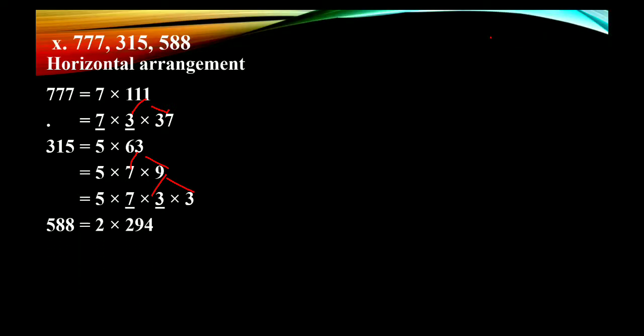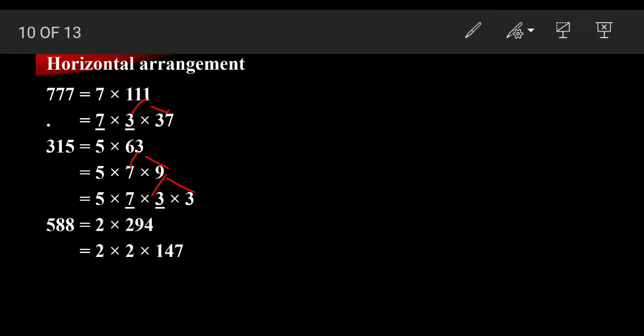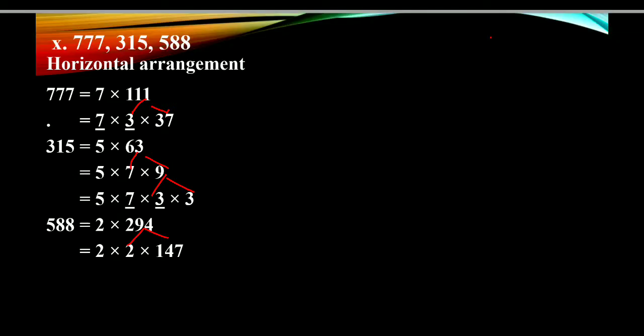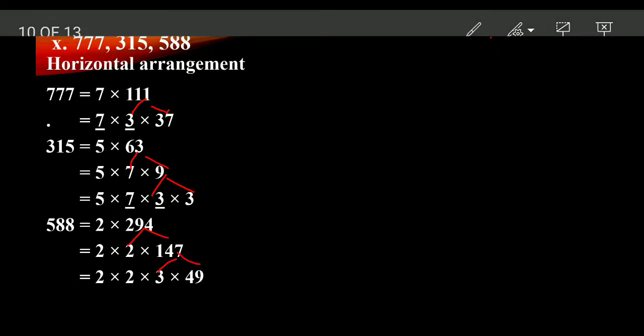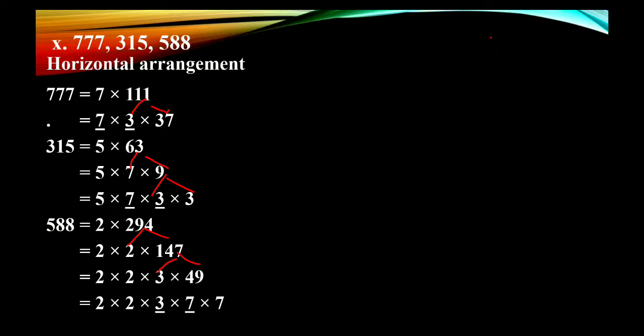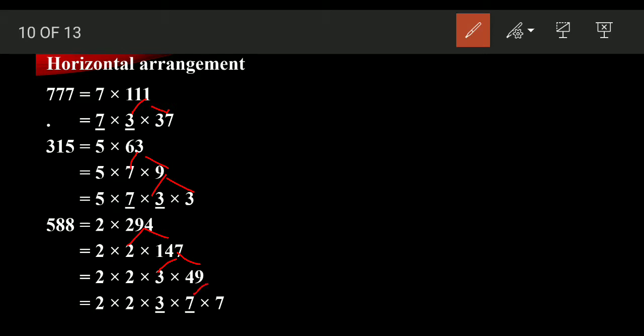Now 588. It is divisible in the 2 table. 2 into 294. 294 is further factorized as 2 into 147. 147 can be factorized as 3 into 49. 49 is divisible in the 7 table, children. So 7 sevens are 49.